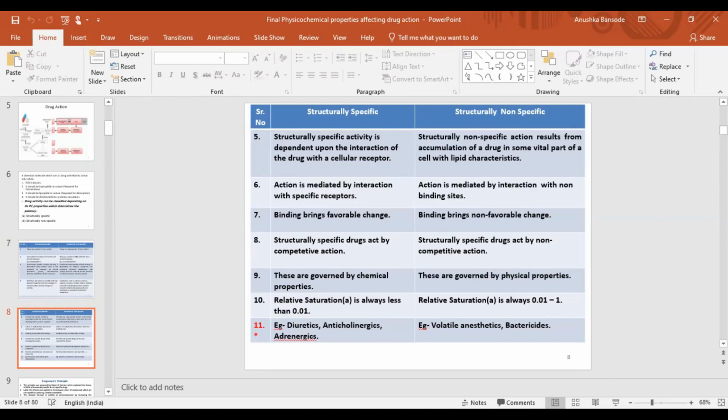Now, the relative saturation A is always less than 0.01 in structurally specific drugs, whereas in structurally non-specific, the relative saturation A is always 0.01 to 1. And the examples we are going to write in structurally specific are diuretics, anticholinergics, adrenergics, and in structurally non-specific, the examples are volatile anesthetics and the bacteriocides.